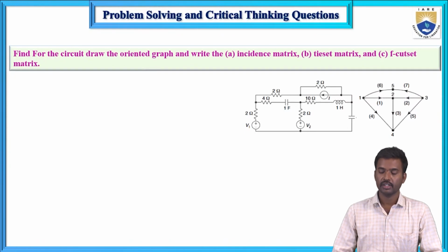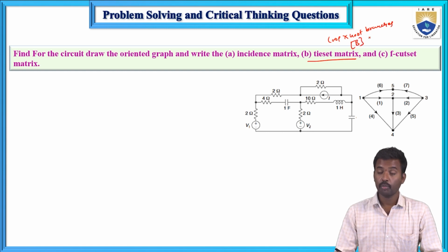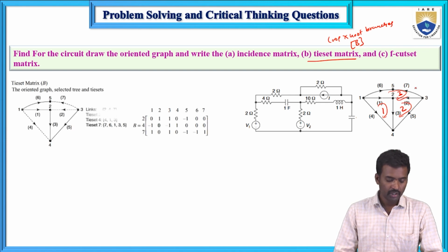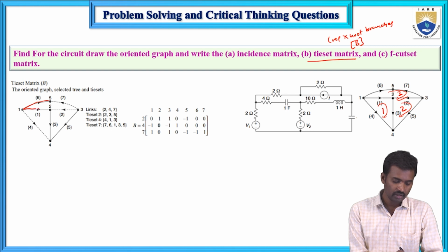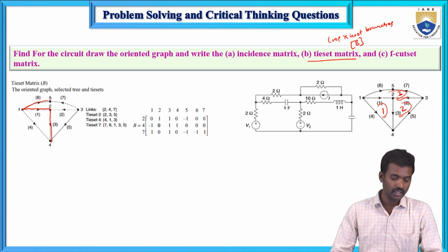Next, the tie-set matrix, number of loops cross number of branches. It is represented with capital B. Here the possible number of loops are 1, 2 and 3. Now select one tree. If no tree is given, then for that particular case assume the directions are clockwise. But here I am taking one tree. This is the tree. The remaining elements are links.